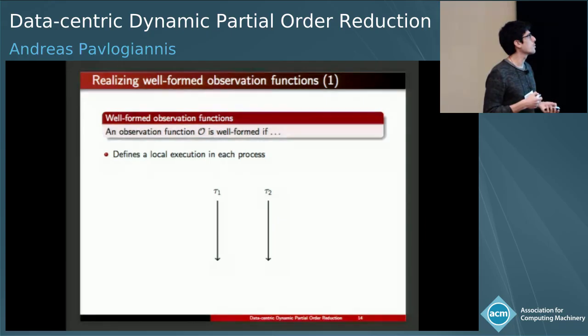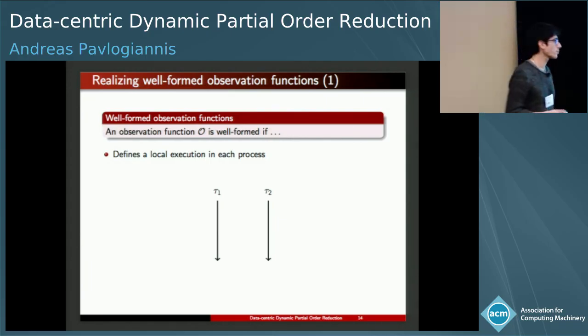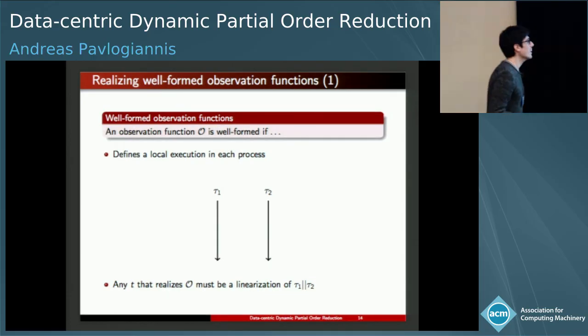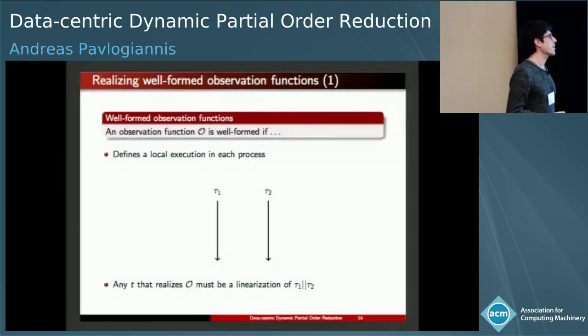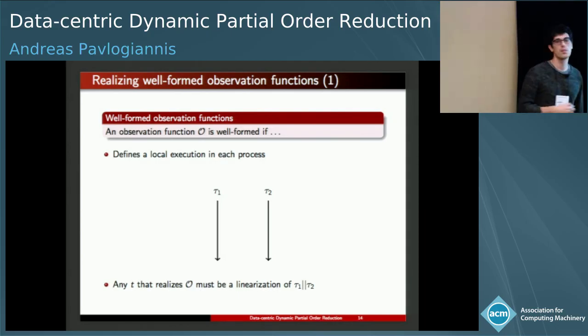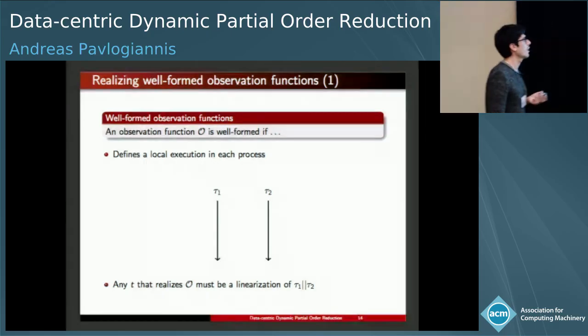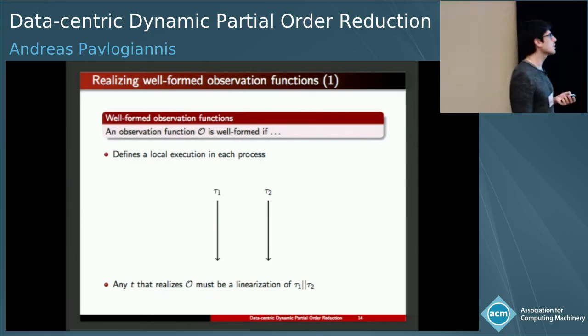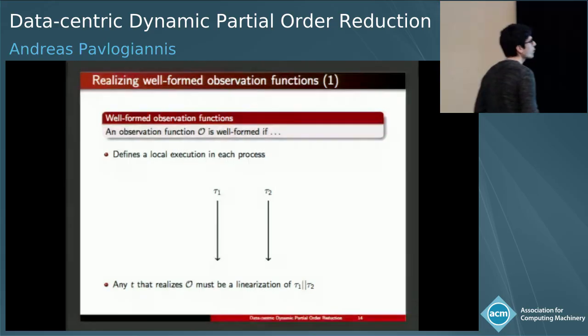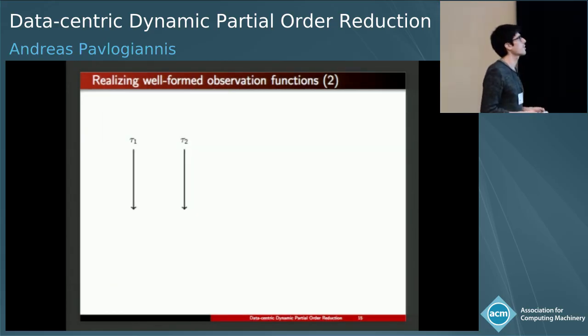So out of an observation function, we can get back one local trace for each process. And moreover, we guarantee that if there exists a witness trace of this observation function, then it must be an interleaving of these two local traces. Or in the vocabulary of partial orders, we have a partial order here, and T will be a linearization of this. Now, of course, not any such linearization will do.